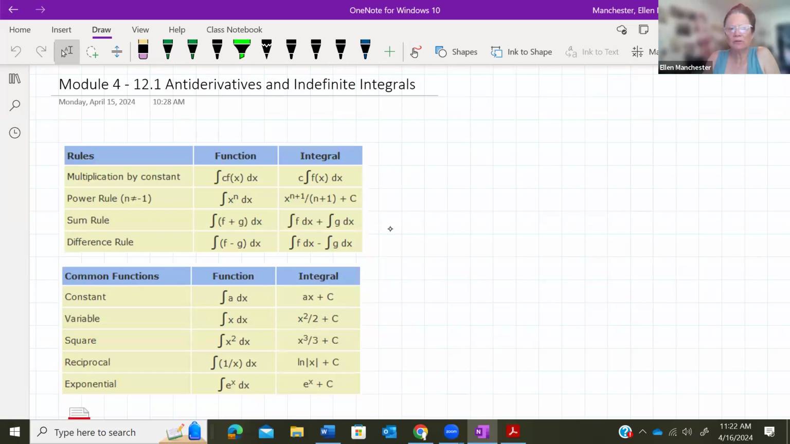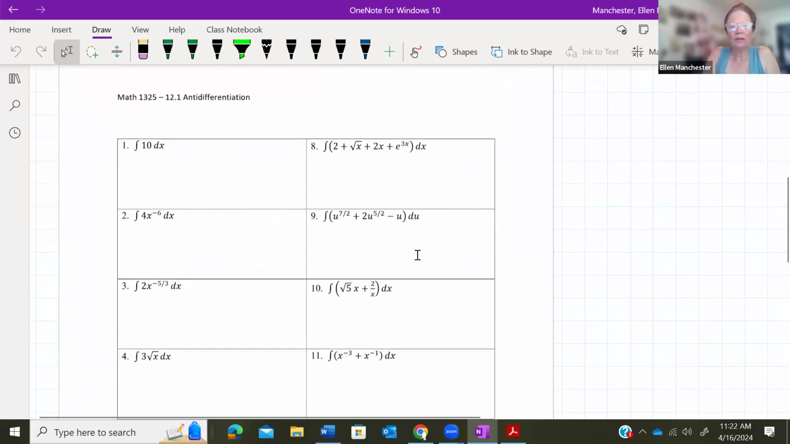This is the integral power rule, right? You find the antiderivative of x to the n, you add 1, and then you divide by the new exponent, and then plus c, and that is your indefinite integral. All right, and then I'll show you the other ones in a minute. All right, so here we go.